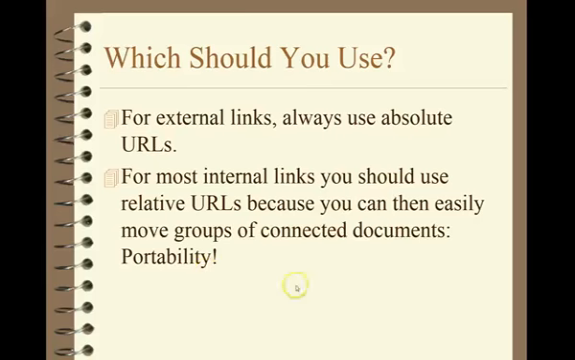So for external links, we always use absolute URLs. External means that's a link that goes off of our site to another one. So for instance, if I'm going to have a link to YouTube, that's an external link. I would have http://www.youtube.com, etc., etc.